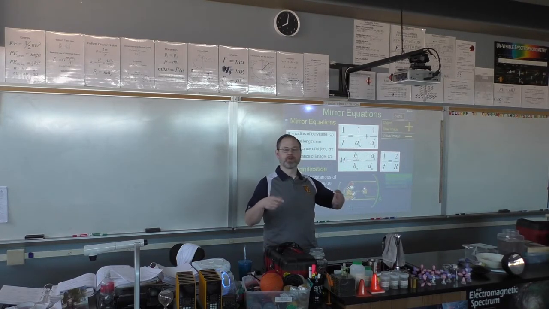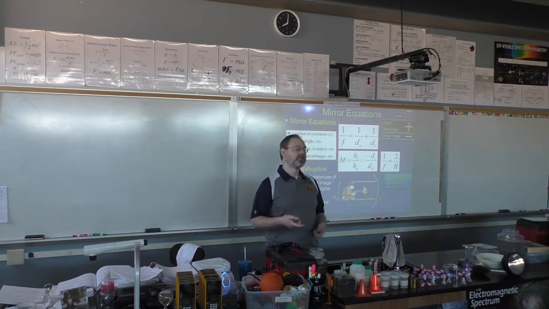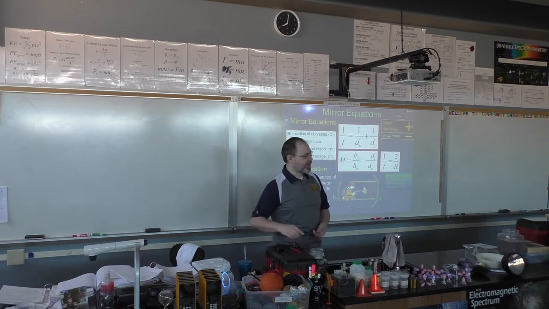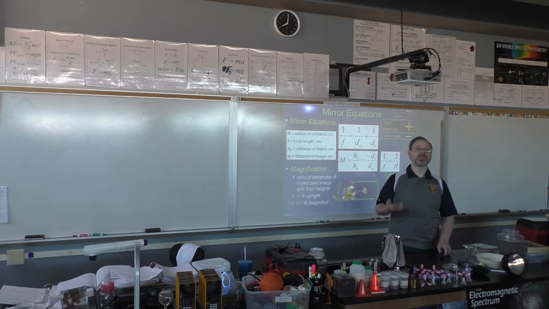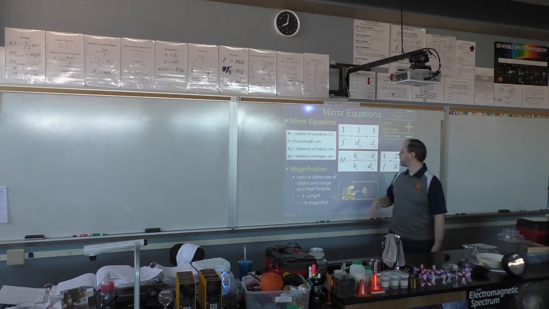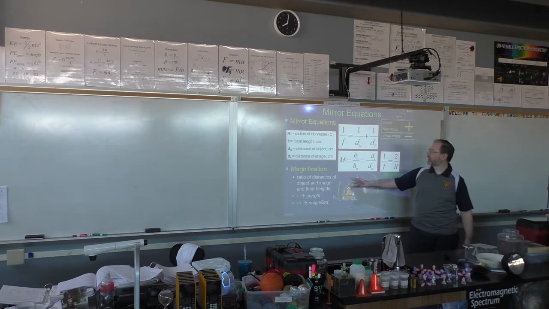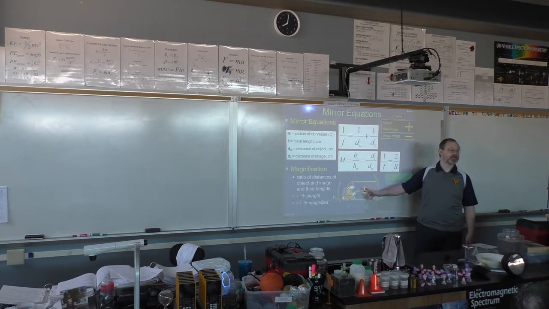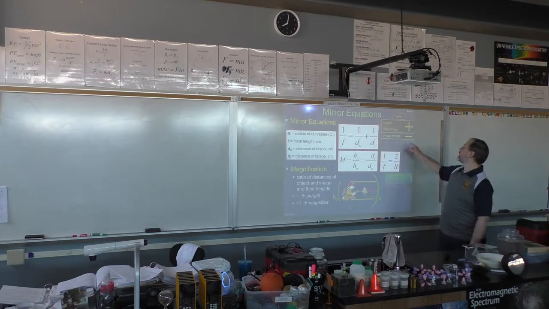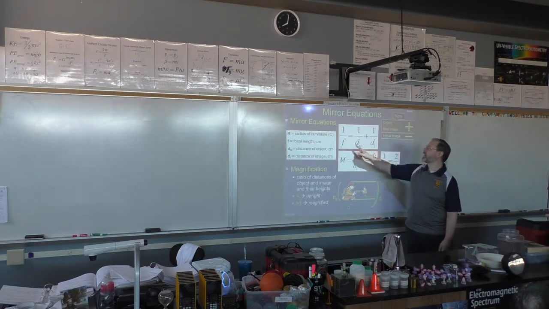What's the first set of words we use to describe an image? Virtual or real. Something is virtual when the image forms where the light is not. That's the best way I can explain it. If the light is where the image is, it's a real image. If the image is on the opposite side of the light, it's a virtual image. Now, light bounces off a mirror, so if our object is here and our image is also here, this is the real side, this is the virtual side. Also, when we have virtual things, we get a negative value for DI and F.